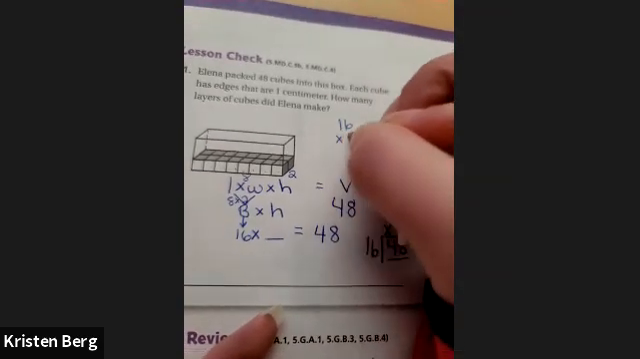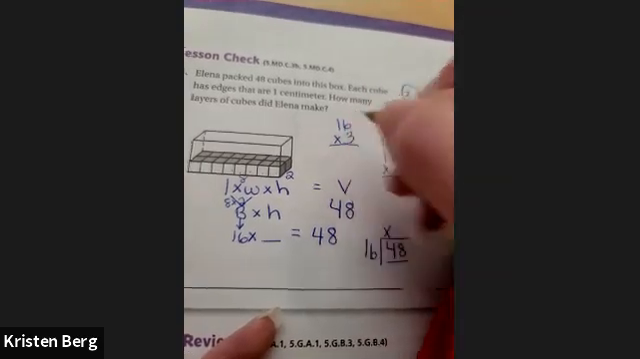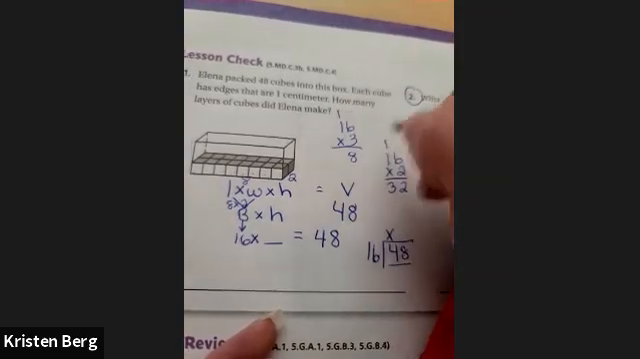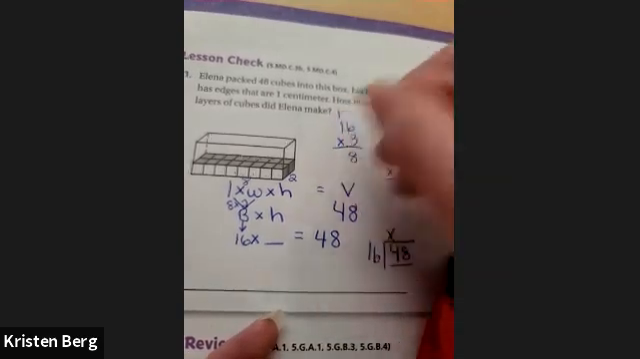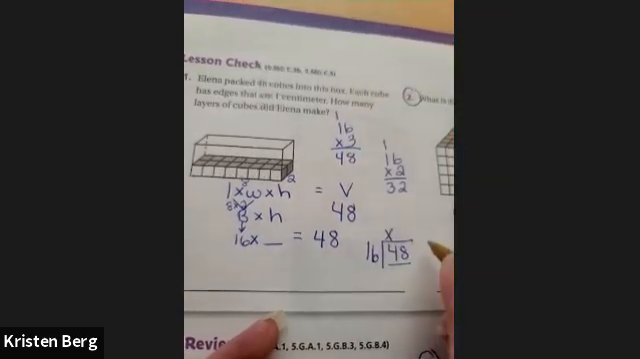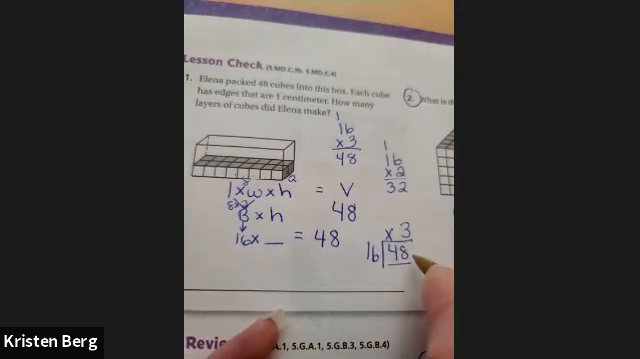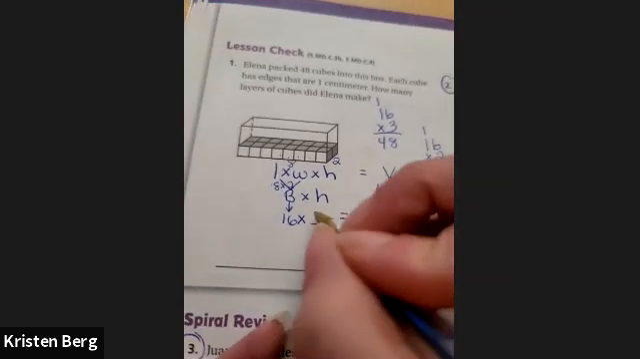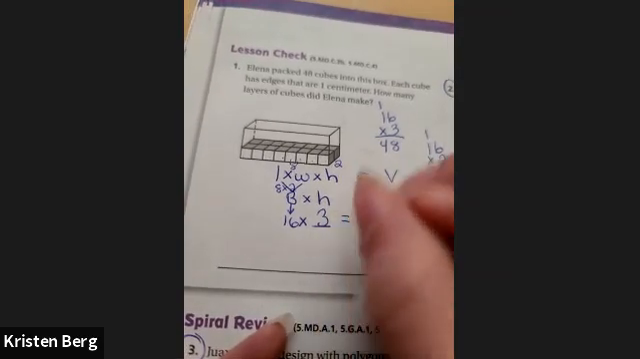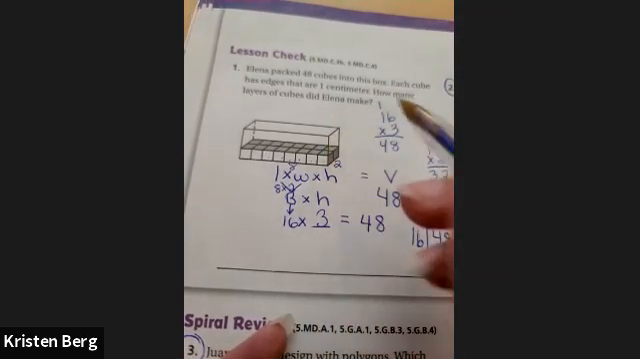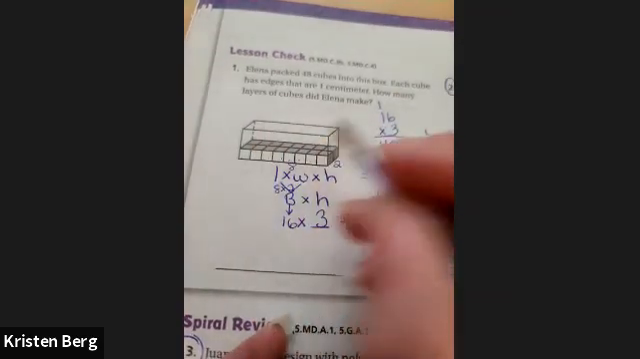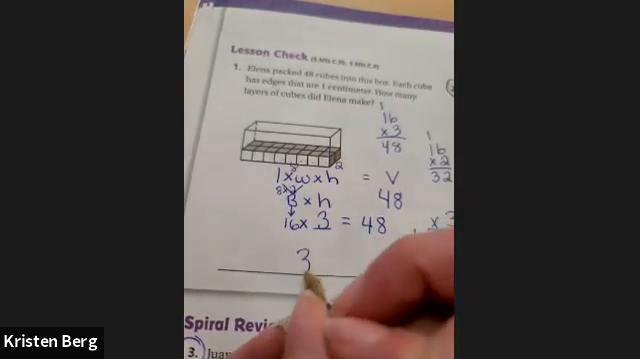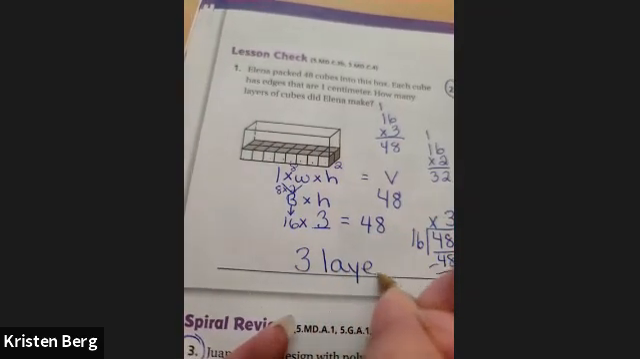So I'm going to try 3. 3 times 6 is 18, carry 1. 3 times 1 is 3, plus 1 is 4. So therefore your answer is 3 layers. And that came out to be exactly what we wanted. So how many layers of cubes did she make to make these 48 cubes in this box? It was 3 layers.